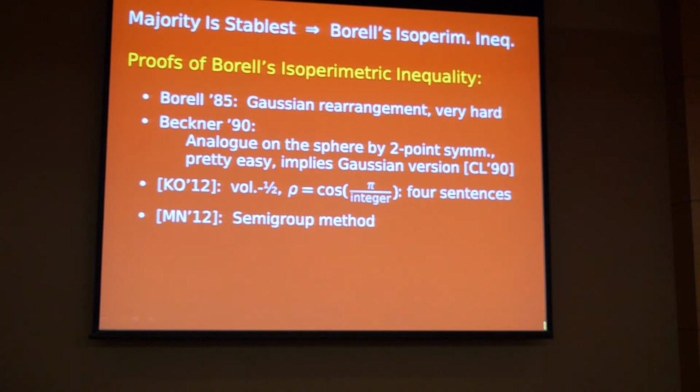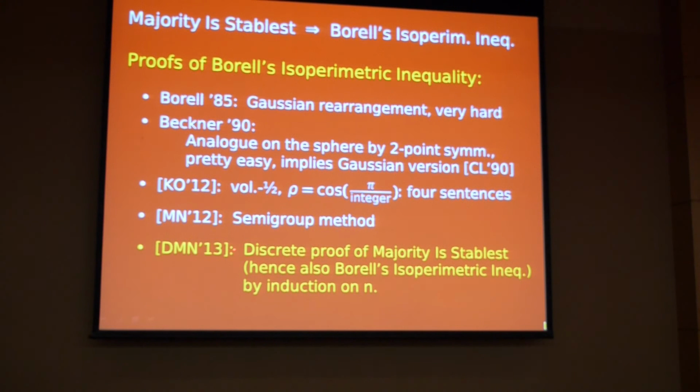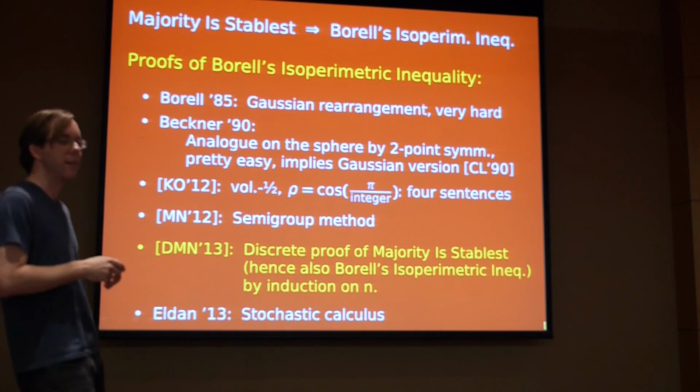So in 2012, Mossel and Neeman gave a very slick proof using what's called the semigroup method. And in turn, this directly inspired, 1 year later, a paper with Anindya De, which gave a totally new proof of the Majority Is Stablest theorem, a completely discrete proof. It's a statement about n-dimensional Boolean functions, and they proved it by proving a statement by induction on n, which is very elegant. And since we know we have this implication, it gives also a new proof of Borell's isoperimetric inequality. Finally, I should mention, also in 2013, Eldan gave a proof using stochastic calculus, which gives more information about the cases of near equality.